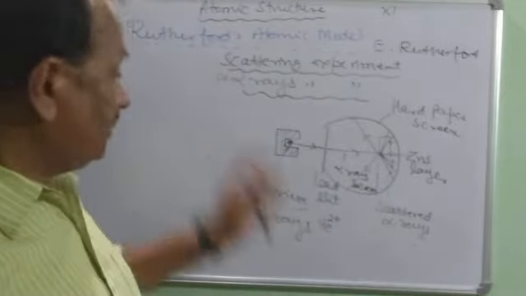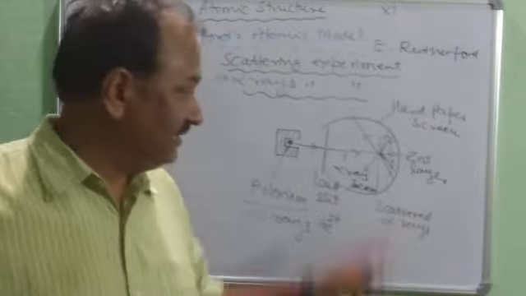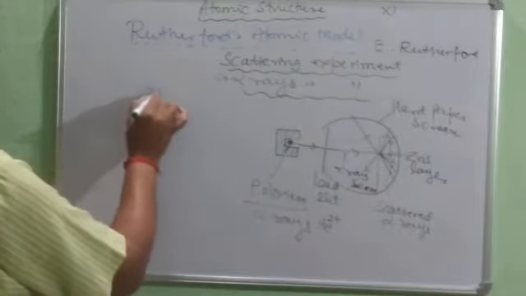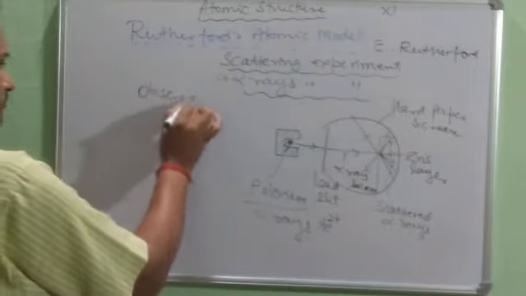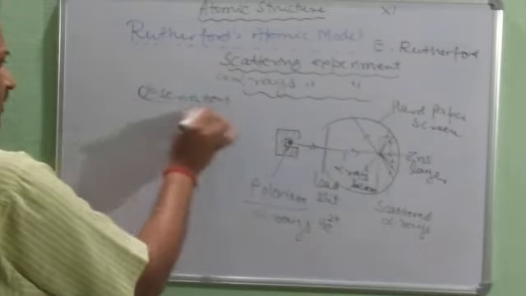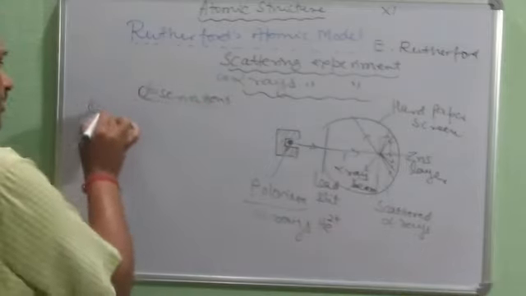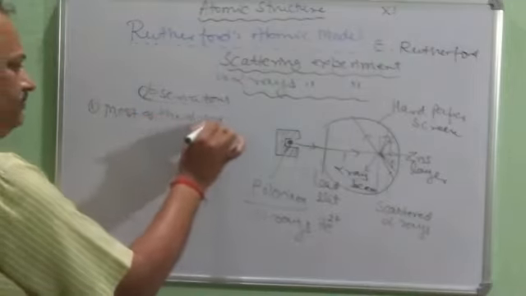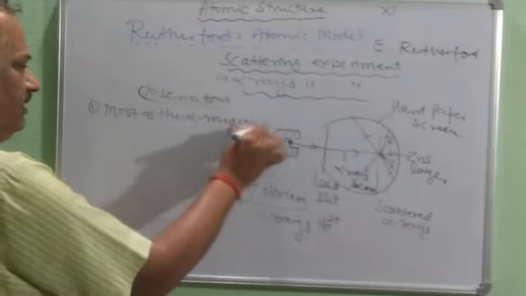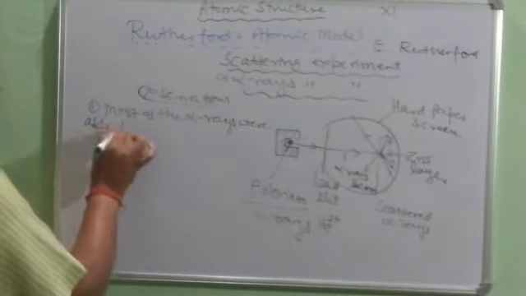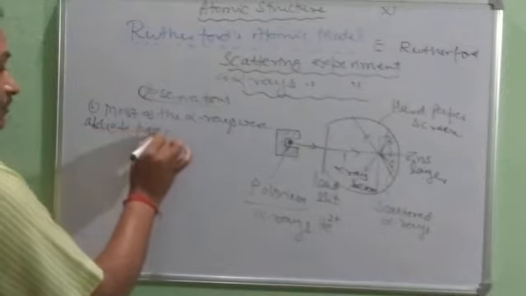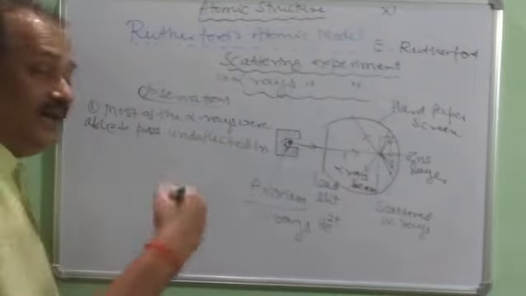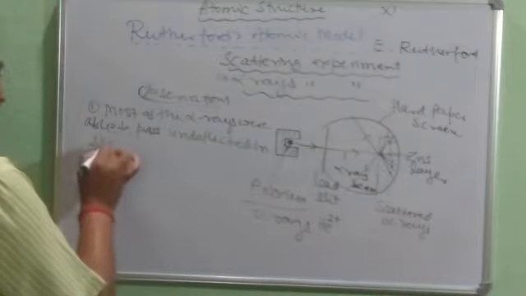Now, Rutherford made the following observations. As it is clear, there were 3 observations. First was that most of the alpha rays were able to pass undeflected in a straight line.